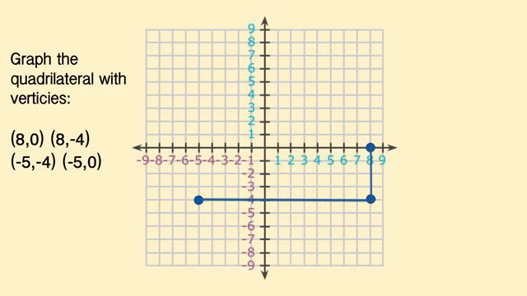For our last point, we will move left from the origin 5 spaces. And then, since our y value is 0, we will not move up or down at all, but stay in the same spot and plot our point on the x-axis.